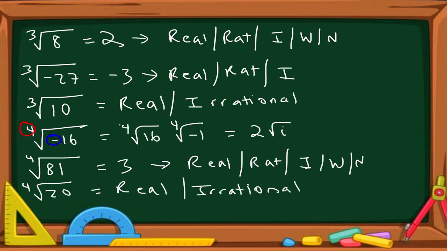So when dealing with square roots, cube roots, fourth roots, if it doesn't simplify to a nice number, chances are it's going to be real and irrational. If you have a negative number on the inside and you're dealing with an even index number, chances are it's going to be imaginary. But if it simplifies to a nice number, then you know it's going to be real and rational. So that's it for this video.